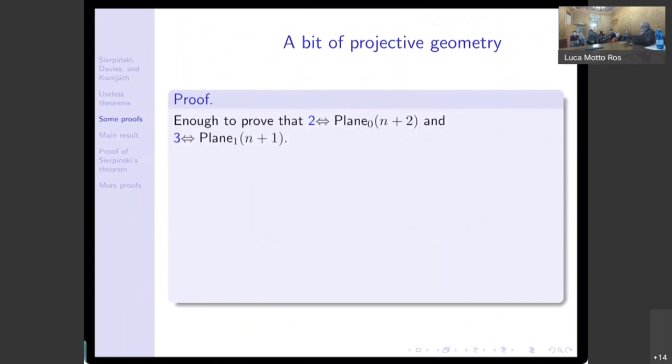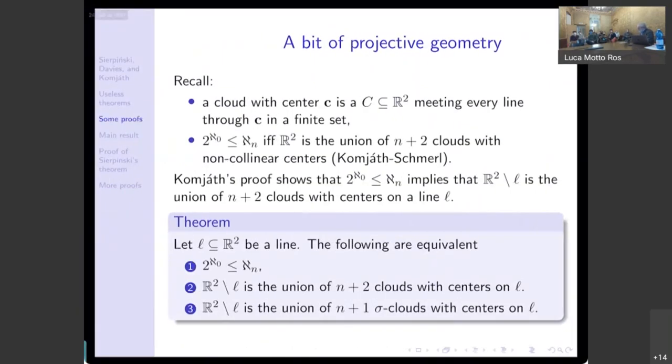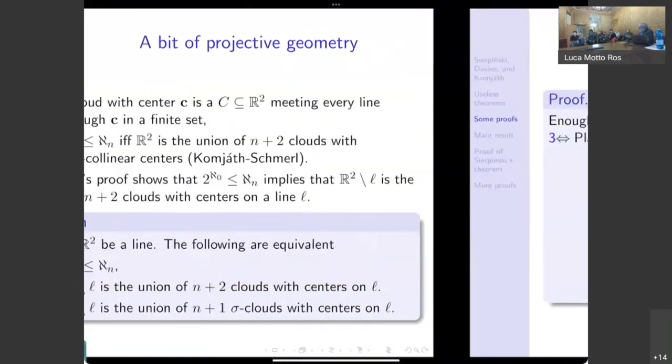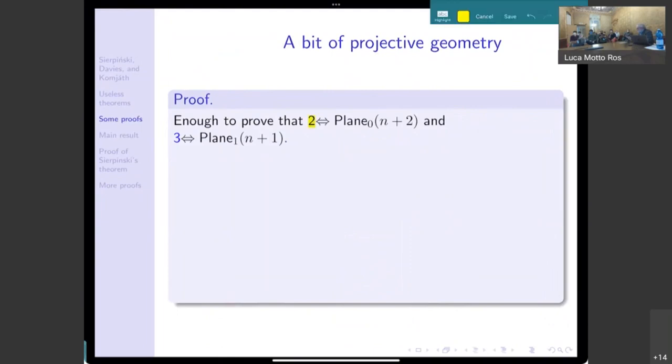So how do you prove this? Well, it's enough to prove that two implies this one, you know, you can cover with n plus 2 clouds with centers on L. So two implies that you have a Bagemihl-Davis decomposition with n plus 2 pieces, because then you can just look at the paper by Bagemihl-Davis and you don't have to do anything. And that three is equivalent to the other paper by Davis, Bagemihl.